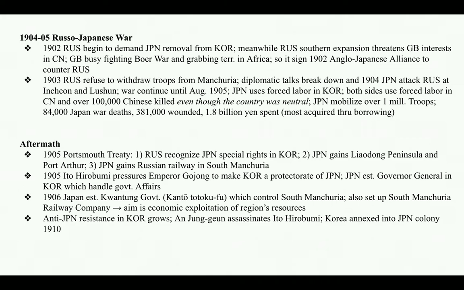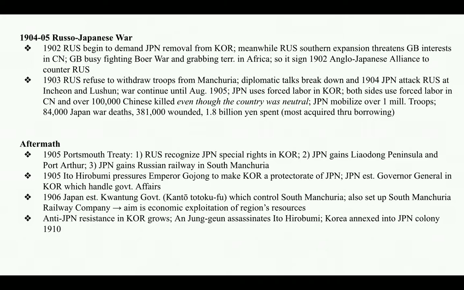But Russia, as well at this time, is trying to expand its control in northern China, Mongolia and northern China, in parts of Manchuria, what would later become Manchukuo, I mean. And this is right on the border of what Japan sees as its sphere of influence in Korea. And so this started to bring Japan and Russia into conflict with each other.